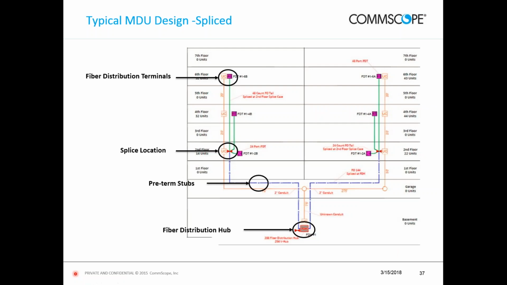If we looked at a splice design, we have the fiber distribution hub or cabinet in the basement, and then we have preterm stubs coming down from these FDTs or fiber distribution terminals. This is a 24 fiber, this is a 48. Those are all coming down with their own cables and being spliced into the fiber distribution cabinet.